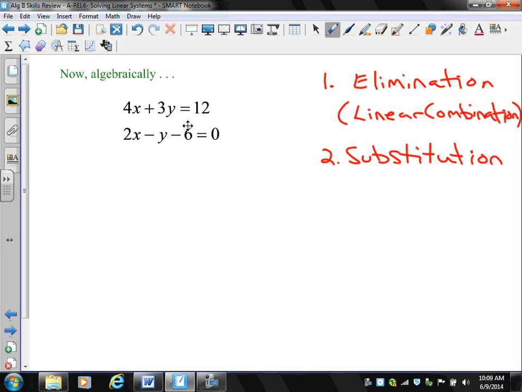I like doing substitution in these problems where one of my coefficients is either 1 or negative 1. And that's going to happen right here with my y term in my second equation. That coefficient is negative 1. It makes it really easy to isolate one variable. So I'm going to isolate one variable, and in this case, it's going to be the y from the second equation.